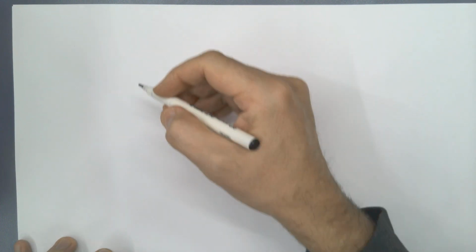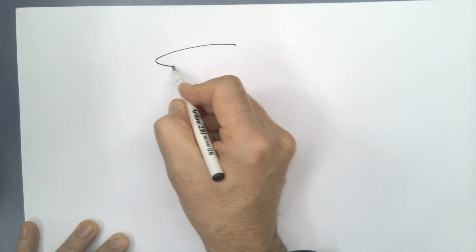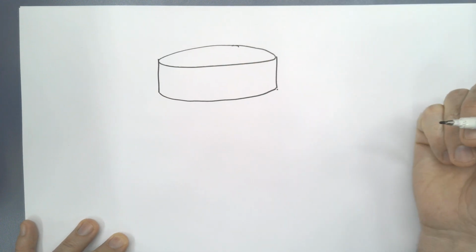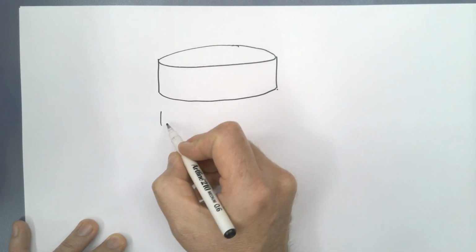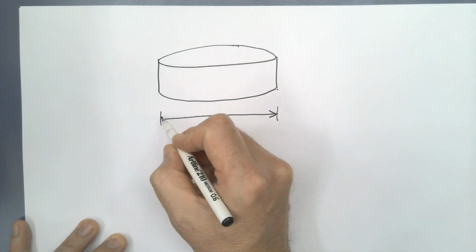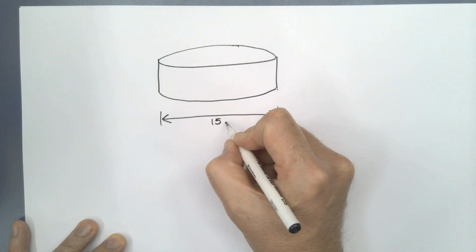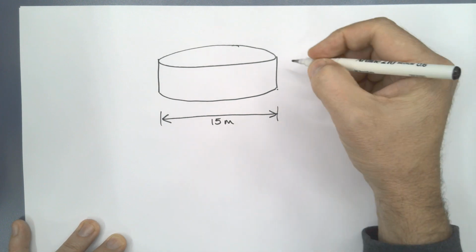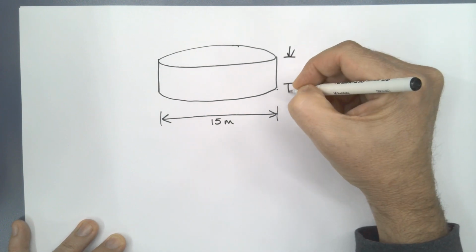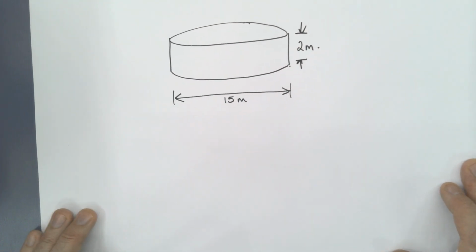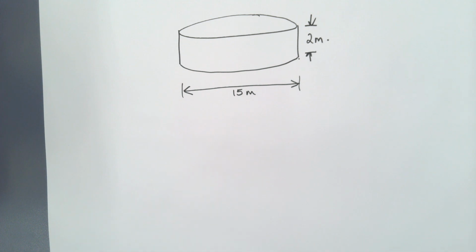We'll do all three. Okay, let's go with a cylinder. Let's say I've got that, and let's say it's 15 meters across there, and it's 2 meters high that way. Okay, what's the volume of this cylinder? Maybe it's a massive water tank or something.